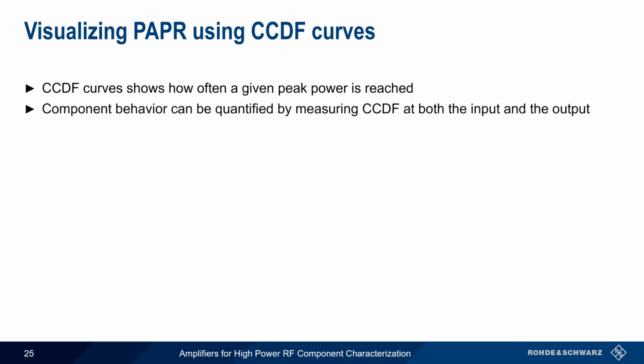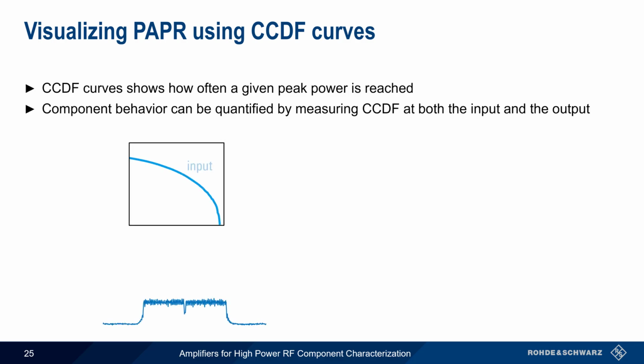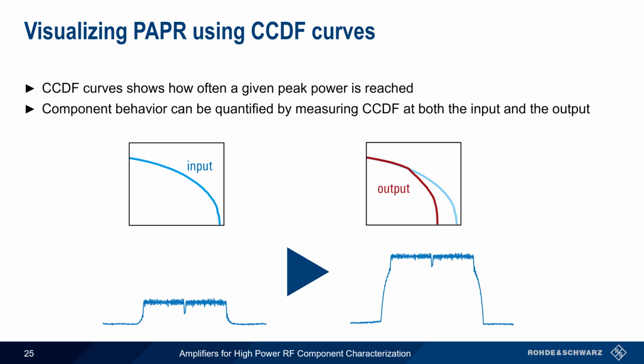In some cases, component behavior can be analyzed or quantified by measuring CCDF at both a component input and output. For example, this is the CCDF curve of our input signal. After passing through the component under test, we again plot CCDF. Since the CCDF curve at the output has moved to the left, this indicates a lower peak-to-average ratio at the output, which in turn strongly suggests that our component under test, here an amplifier, has gone into compression and can no longer faithfully reproduce the peaks of the input signal.